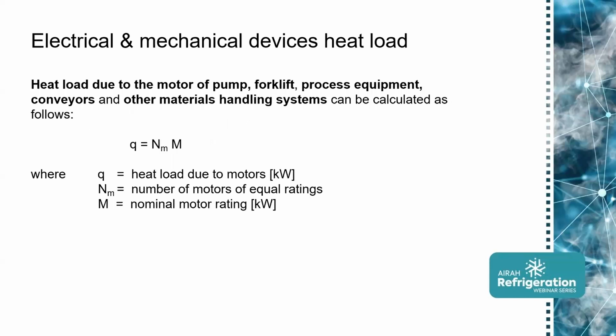Now, the heat load due to motors of pumps, forklift trucks, process equipment, conveyors, and so on is shown by the formula here. Q equals n times M, with lowercase n being the number of motors of equal ratings, and uppercase M being the nominal motor rating. This time it is measured in kilowatts. That's why we don't divide by 1,000.